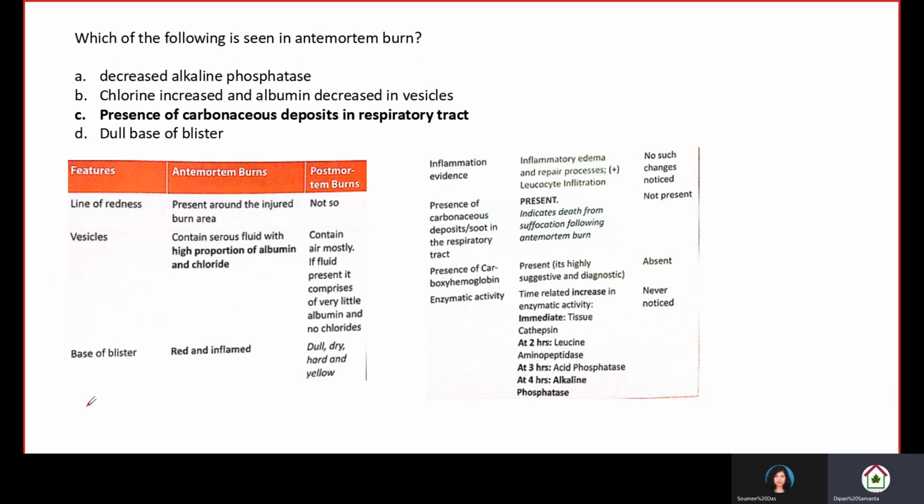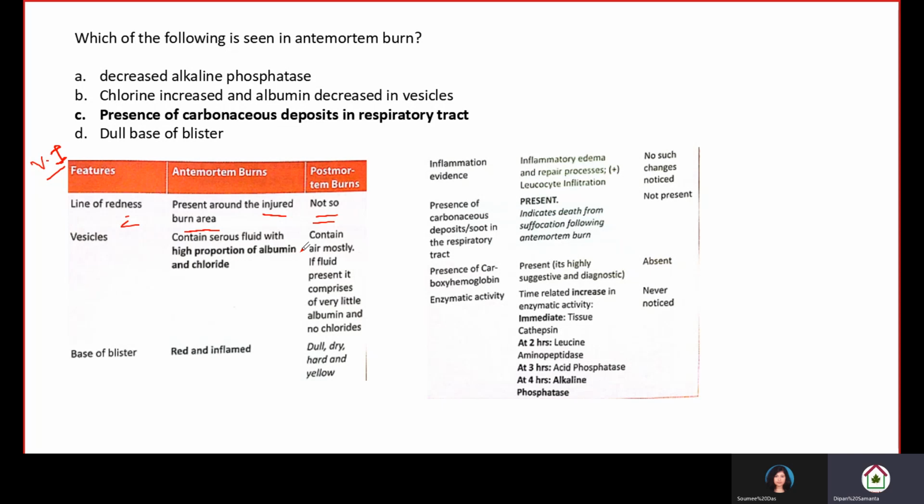So antemortem burn and postmortem burn, differentiating points. Very important for FMG. First of all, line of redness is present around the injured burn area, but in postmortem it's not. You need to understand one thing: in antemortem burn, while the burning was occurring, the person was alive, and due to the person being burned, he or she died.